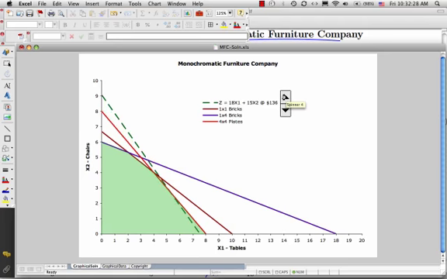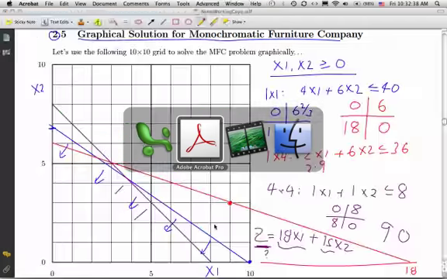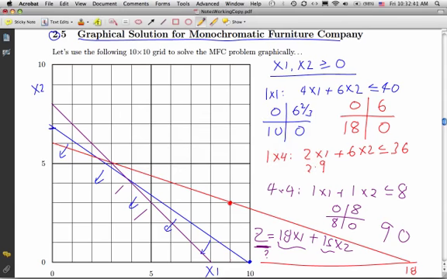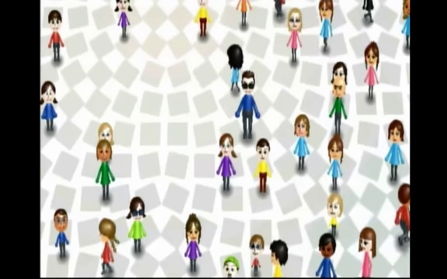So we keep going and going and going. There we go. And the last point we hit is down here at 8 tables and 8 chairs. And that is how to solve the monochromatic furniture company using a graphical solution method.